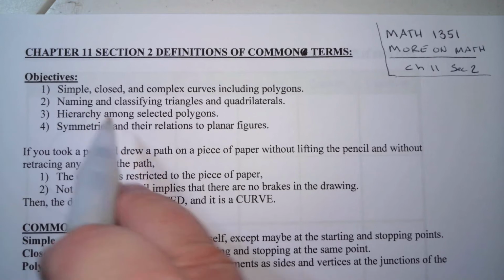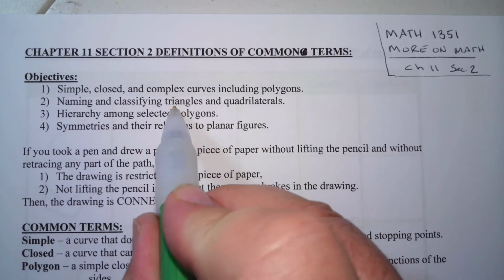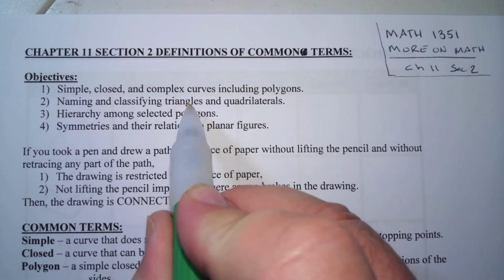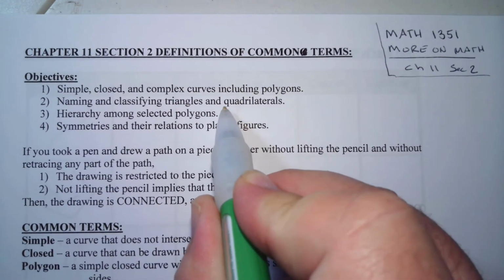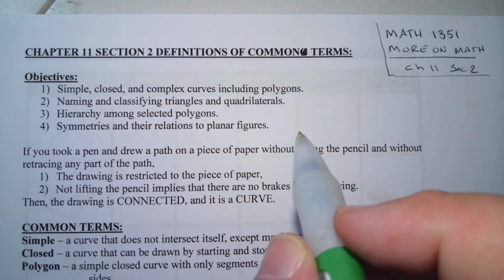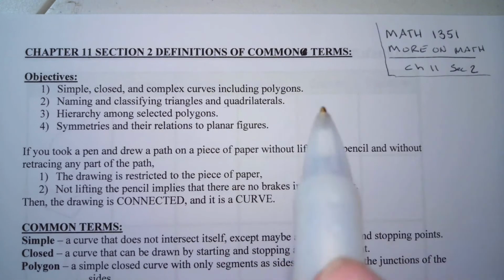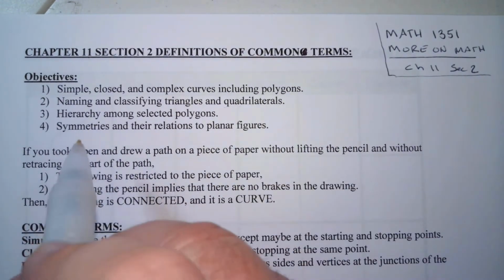We're going to talk about naming and classifying triangles and quadrilaterals. We know that triangles have 3 angles, or 3 sides also. Quadrilaterals. Quad means 4. Laterals are lines. So we're going to have 4 lines, like a square or a rectangle.